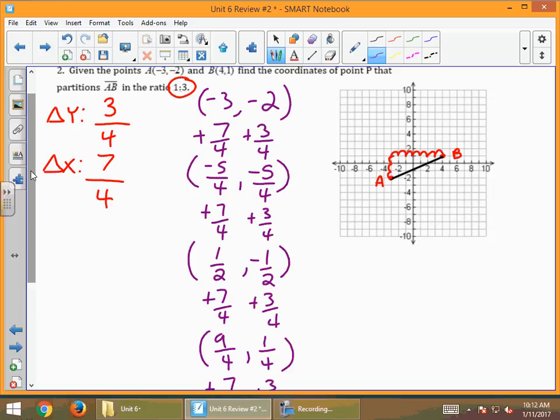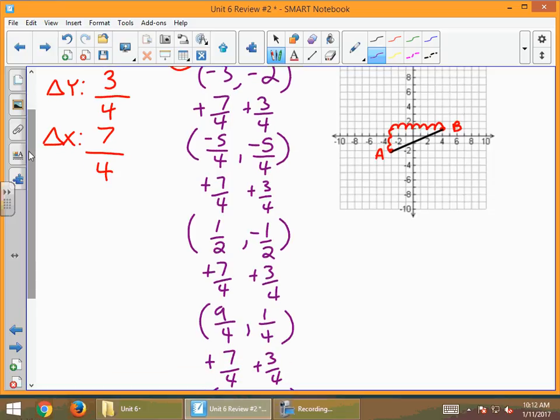So there's 4. 4 plus 1 is 5. There should be 5 points. 1, 2, 3, 4, 5. It's 5 points. If there's only 3 partitions, that means there'll be 4 points. So just a helpful way to know when you're done. If you keep going on more than that, you probably messed up your increase up here. It will change the y and x.